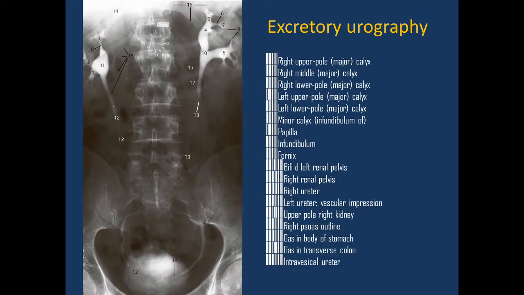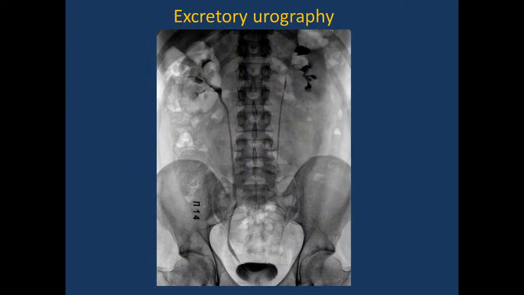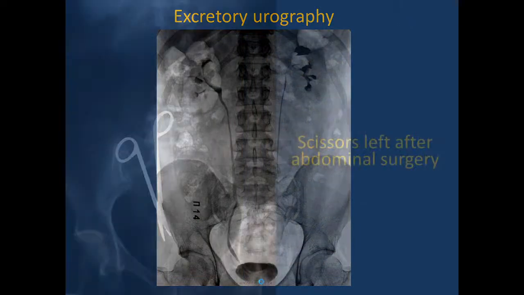Excretory urography usually visualizes the calyx minor, calyx major, and pelvis renalis, and also visible ureters. Here they are like a puncture line, dotted line, and even you see the number 12. This is the vesica urinaria with a contrast fluid inside it. This is also excretory urography.